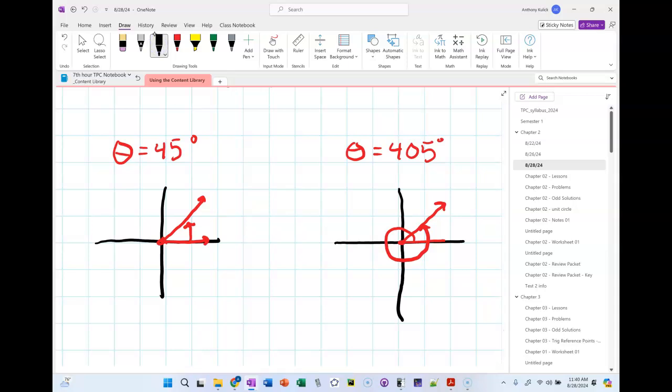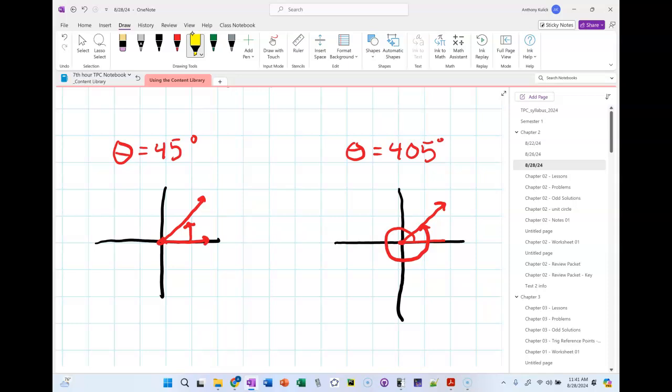So I've drawn my two angles. What do you notice about these two angles? The terminal sides are in the same location, right? Now they're different angles because they have different angle measures. One of them is 45 degrees, the other is 405 degrees, but their terminal sides are in the same location.